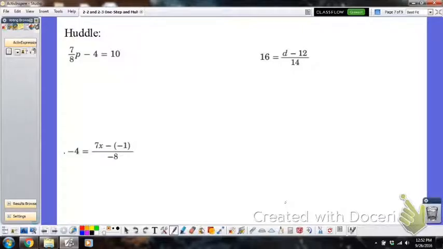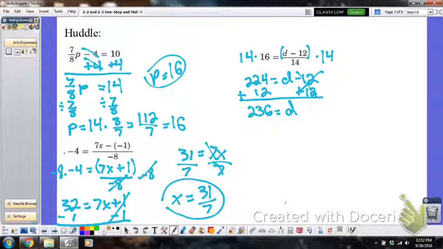So the solution to the first equation was P equals 16. Now, a key in this one is this step right here. Whenever you're dividing by 7/8, remember, dividing by a fraction is the same thing as multiplying by the reciprocal, 8/7 here. And then you just simplify the fraction, and you get P equals 16.